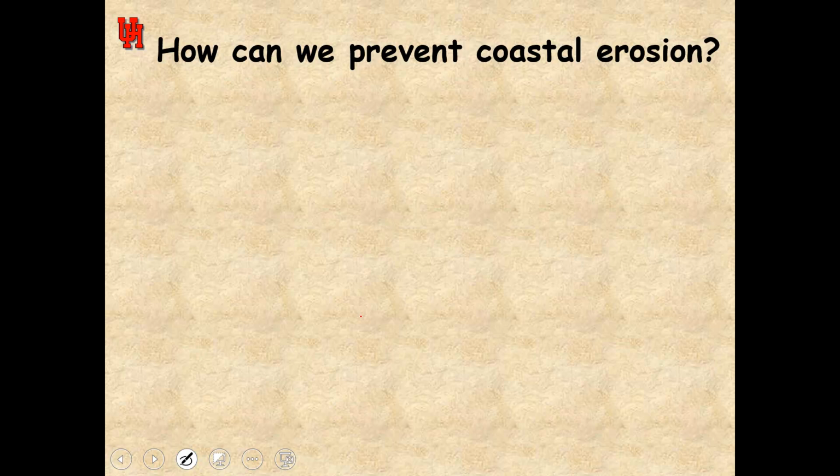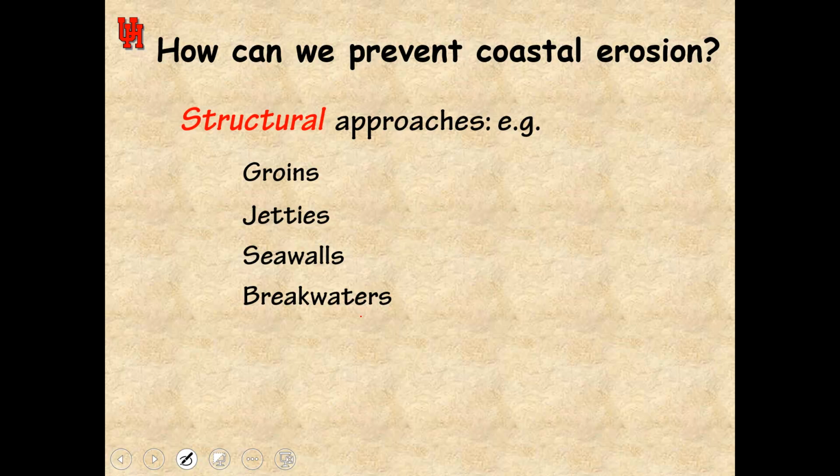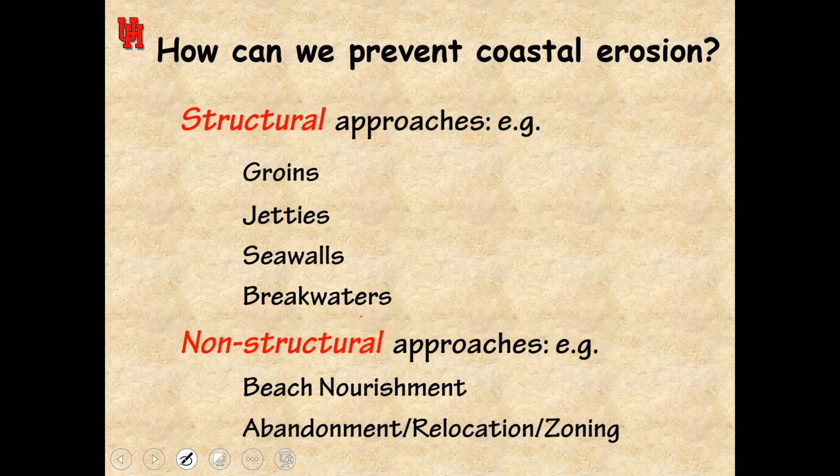So what do we do? What can we do about the fact that most of our beaches, or rather most of coastal land, is subject to erosion? Okay, and like flooding, we basically have two approaches. We can take a structural approach where we build something to prevent it from happening. It could be groins or jetties or seawalls or breakwaters, or we could take non-structural approaches like beach nourishment, zoning, abandonment, etc.